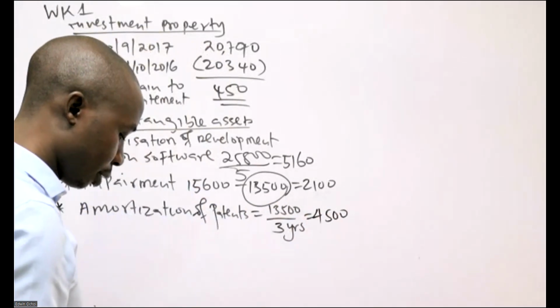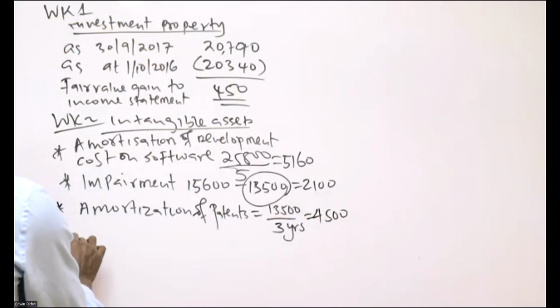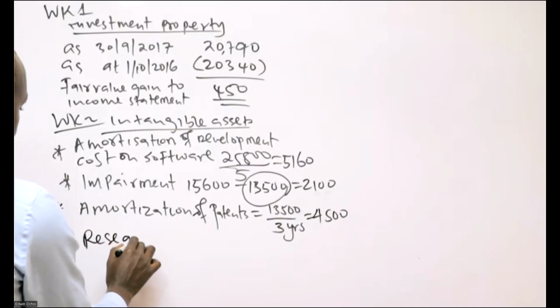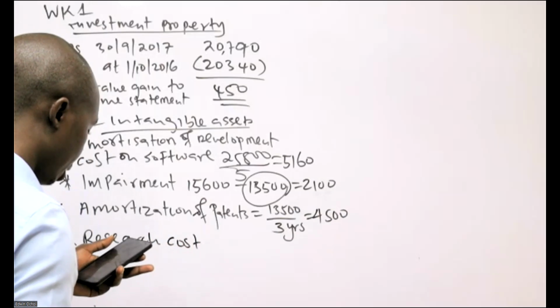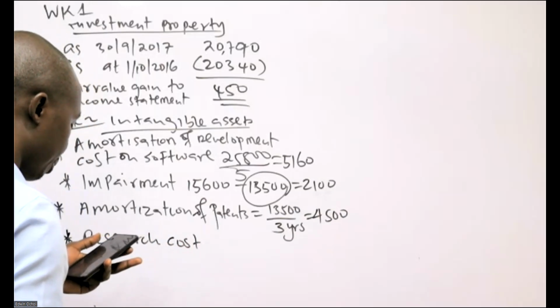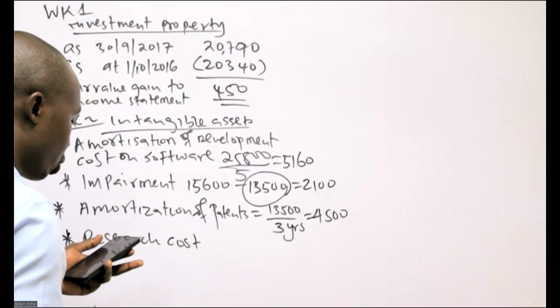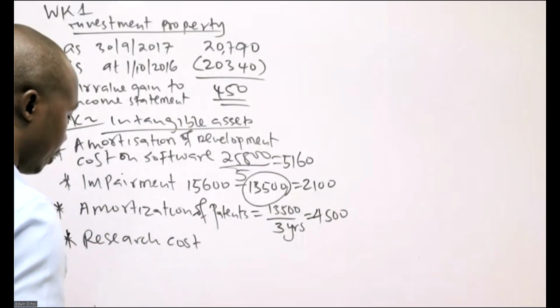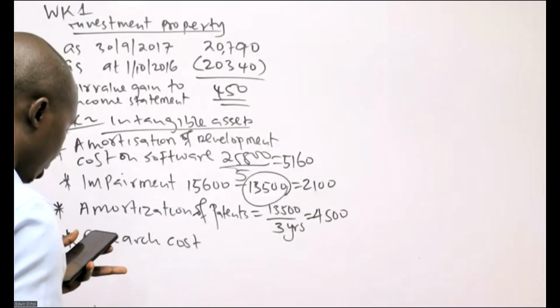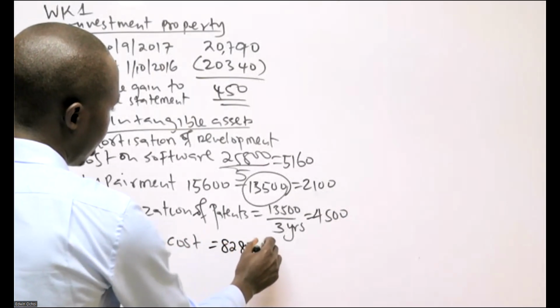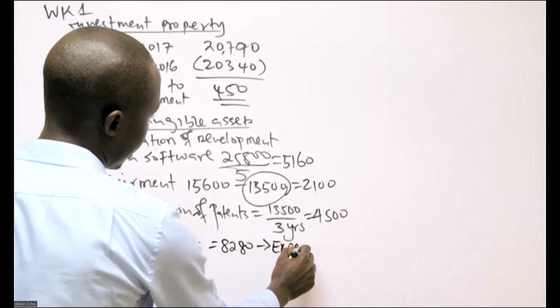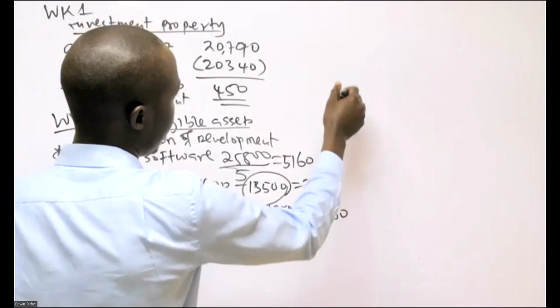Then for research cost, they mentioned that the research costs were incurred during the year in developing new software, which was not successful. The value of the research cost is 80. This is an expense.